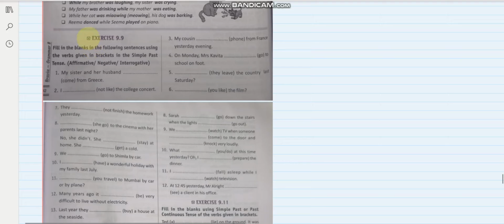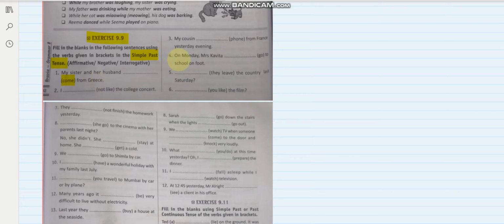Now let us look at these exercises. Exercise 9.9. This will of course be done by you only, but I'll just explain it to you. Look at this. Fill in the blanks in the following sentences using the verbs given in the brackets in the simple past tense. Look at the first one. My sister and her husband blank from Greece. Now what do we have to use? We have to use simple past tense, right? So the second form of the verb come will become came. So my sister and her husband came from Greece.